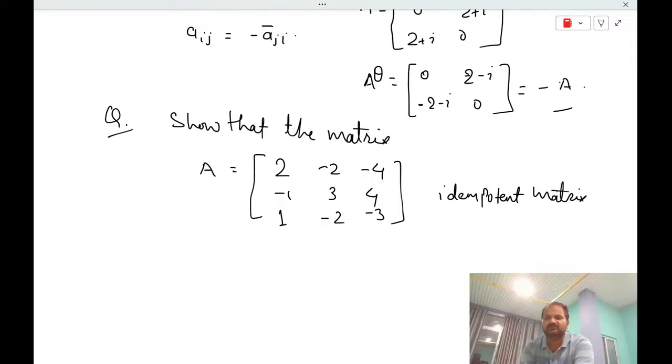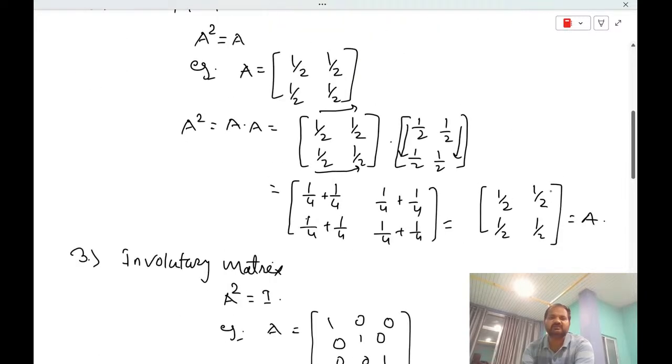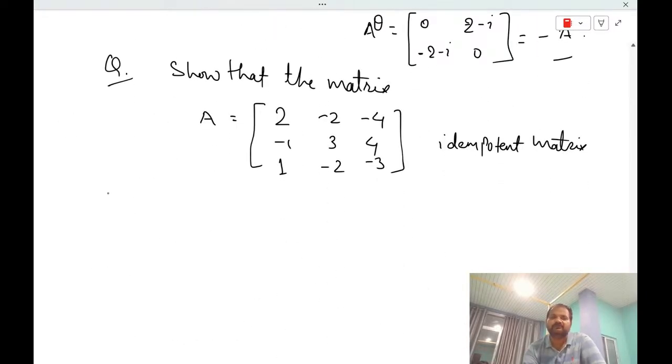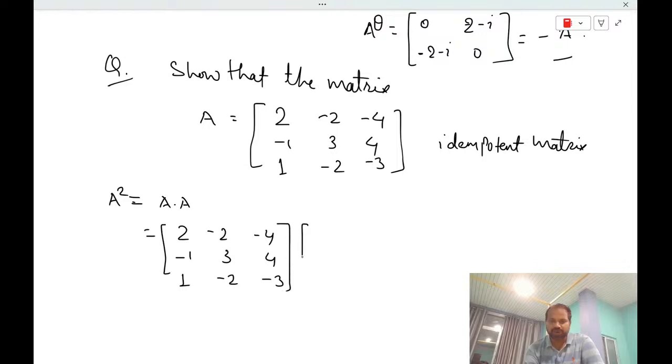Idempotent matrix, what does it represent? We have seen that for an idempotent matrix, the condition is A square is equal to A. So what we will do here is take A square, which will be equal to A into A. We will write the matrix 2, -2, -4, -1, 3, 4, 1, -2, -3, multiplied by A, which is again 2, -2, -4, -1, 3, 4, 1, -2, -3.